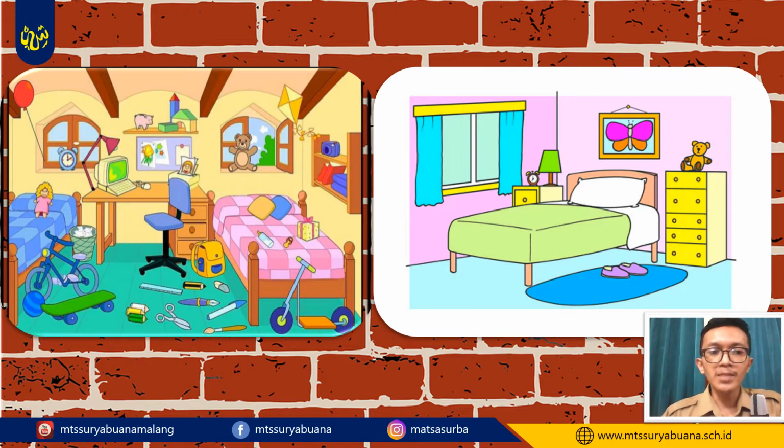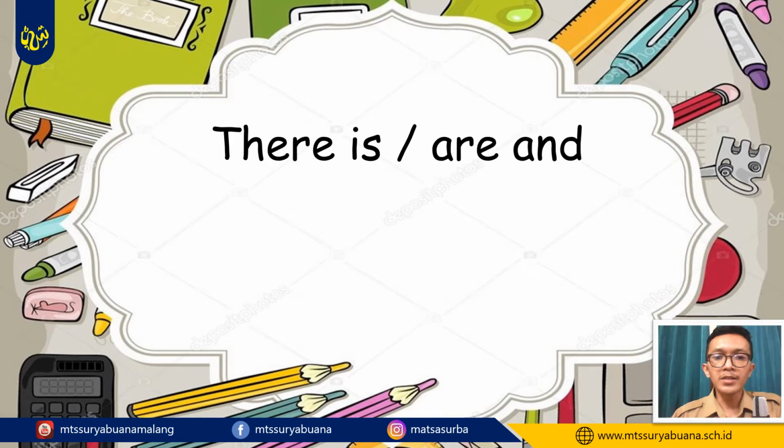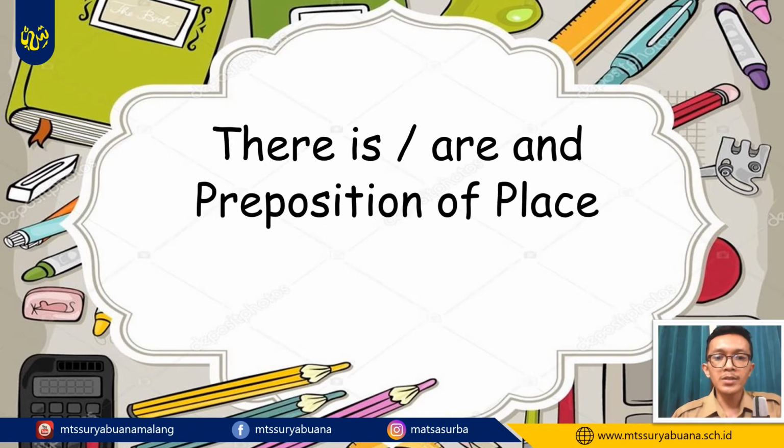Why do I show you these pictures? Because the material of today is related to things around you, that is, the prepositions and also there is and there are. Alright, there is and there are and prepositions of place.